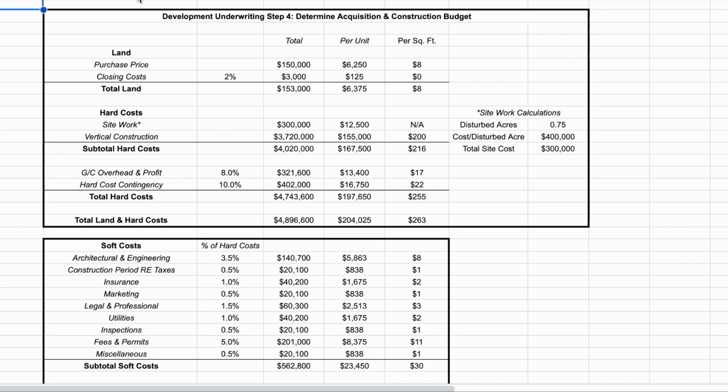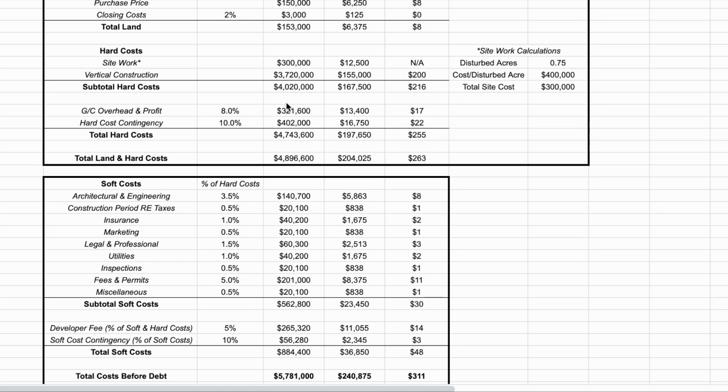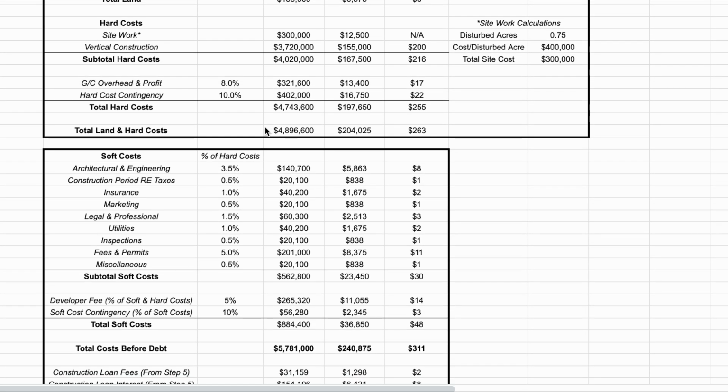So I'll zoom out here a little bit, but unlike a stabilized acquisition, we're not just looking at purchasing something and then beginning to operate it. We have to purchase the land or building that we plan to raze and then build, and then we have to look at the construction costs. So here we're looking at the site work and vertical construction costs, the GC's overhead and profit, the contingency, or what I like to call a safety buffer, assuming that the GC contract will ultimately need to be increased somewhat. So this contingency just builds a planning factor and buffer for that.